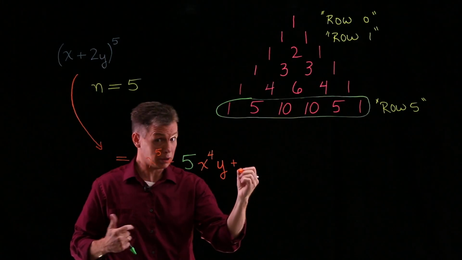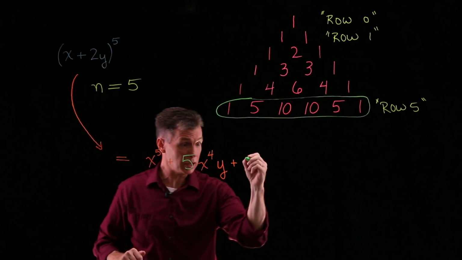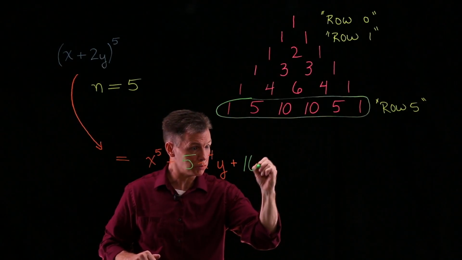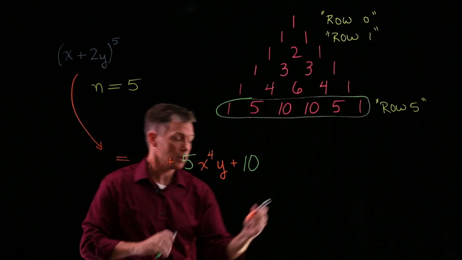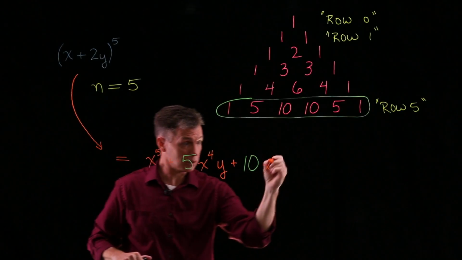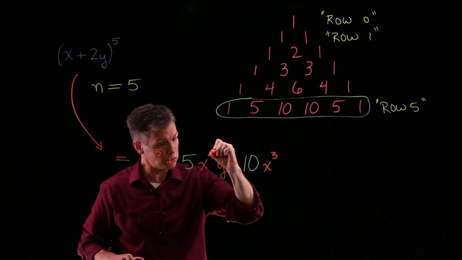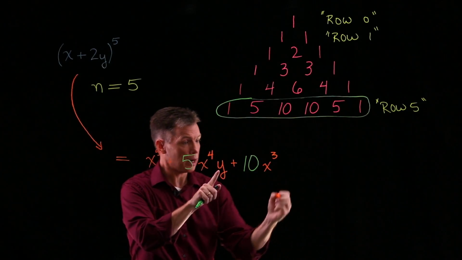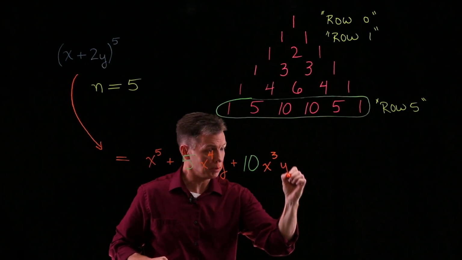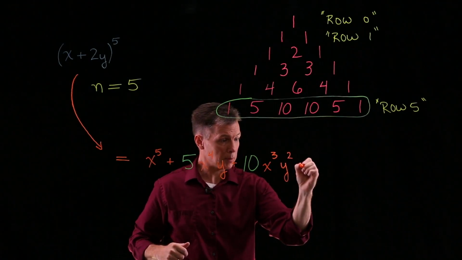Plus, I need a coefficient. I go up here and see the next entry in the row was 10. So that's my next coefficient of 10. X, it was to the 4th power. It now goes down to the 3 power. You can see that 4. This y is actually going to start building up powers. So that was to the 1 power. Now it's to the 2 power.